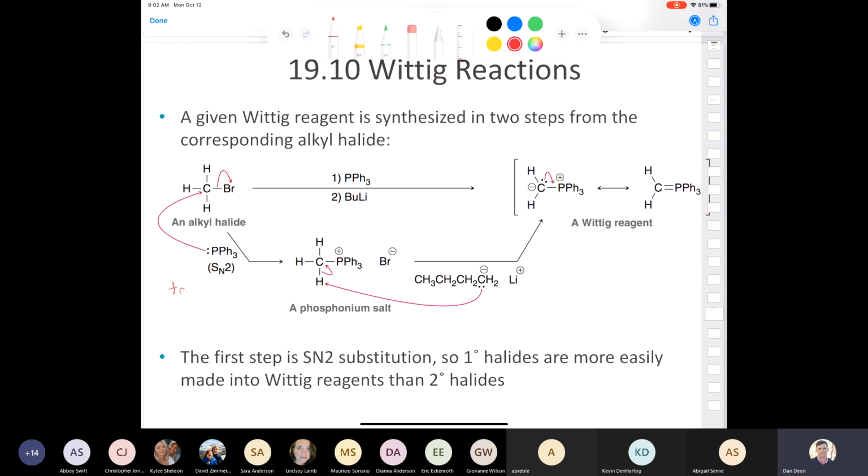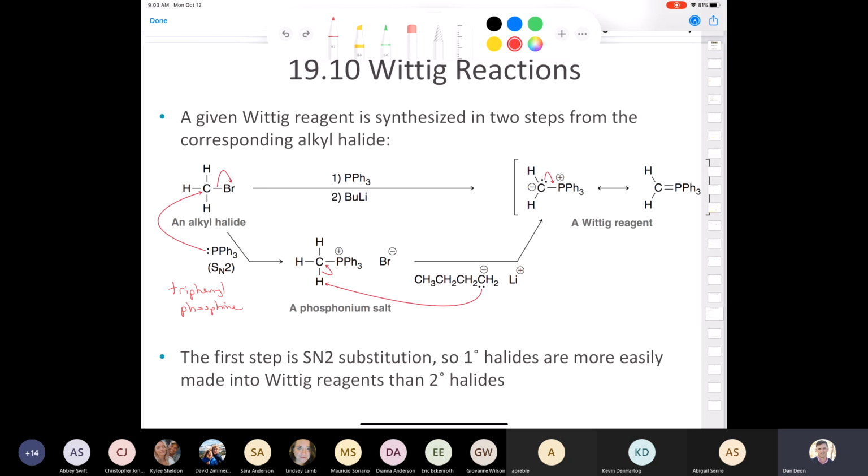So this is triphenylphosphine, and you treat that with your alkyl halide. It's an SN2 reaction, so SN2 rules are going to apply, in that you either have to have a methyl halide or a primary alkyl halide. You do the SN2 reaction, you make a phosphonium salt, right? You have a positive charge here and a negative charge here. You make a phosphonium salt.